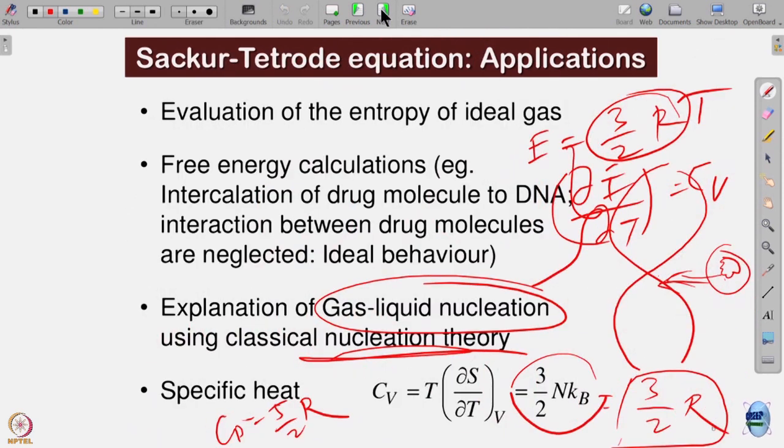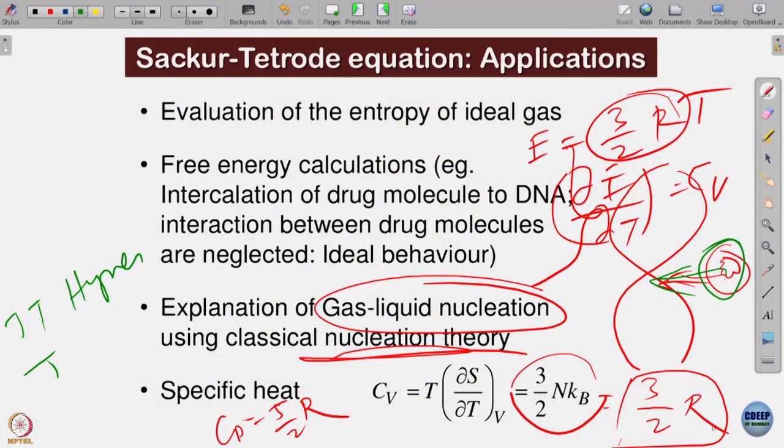So then we commented that we use this Sackur-Tetrode equation in drug DNA intercalation. We discussed that a drug is going to go into the minor or major groove, and this is a very important problem in chemotherapy and many other drugs.